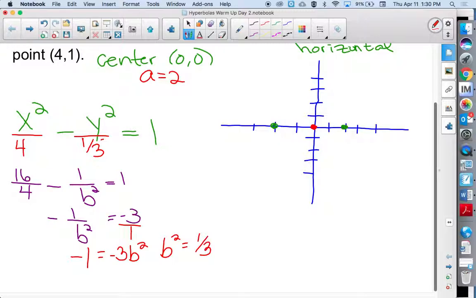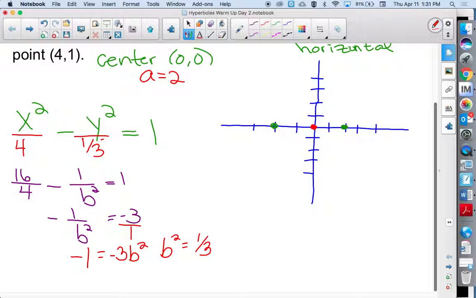Any questions about getting the standard form? I added the 1 over b squared to the other side first, and I got a different answer. Oh, there's a 1, and I had a 0, it equaled 0. Oh, yeah. So yes, equal to 1 for standard form. If it was 0, that would be that degenerate conic. Other questions?